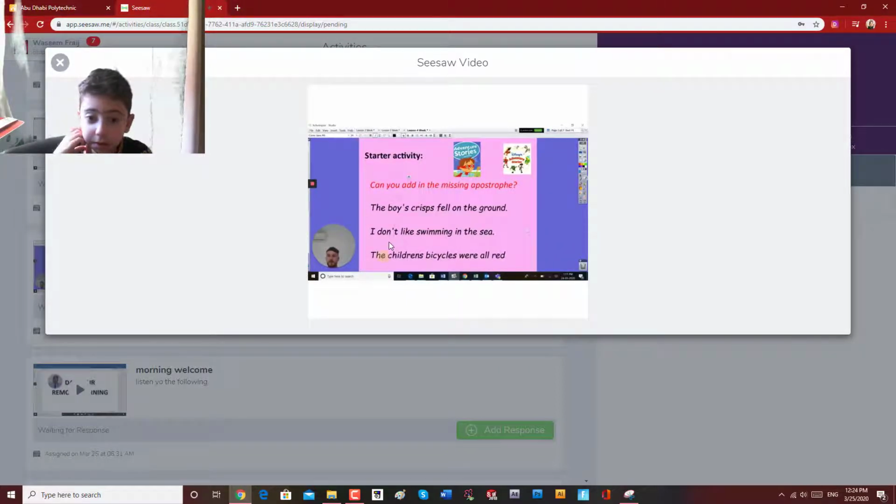Down here we've got our trickiest example. We have the children's bicycles were all red. Now, we know that the bicycles belong to the children, so this is an example of another possessive apostrophe. But we have more than one child. We have children, plural, okay? So what we do with a plural apostrophe when it's possessive is, remember, we add on our apostrophe at the end here. So we have multiple children, more than one, and the bicycles all belong to them.